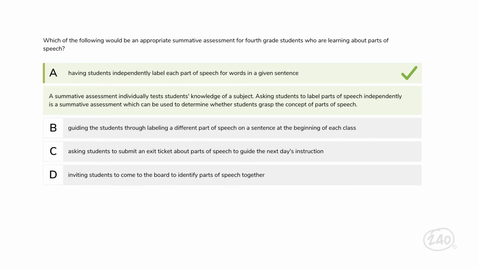A summative assessment individually tests students' knowledge of a subject. Asking students to label parts of speech independently is a summative assessment which can be used to determine whether students grasp the concept of parts of speech. Now that's just a small sampling of practice questions to give you an idea about how these concepts are assessed on the test. Congratulations on finishing the video.